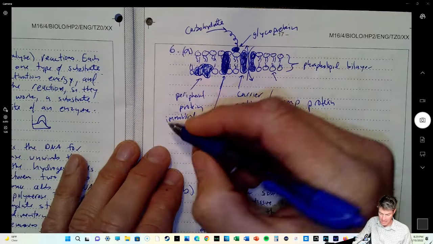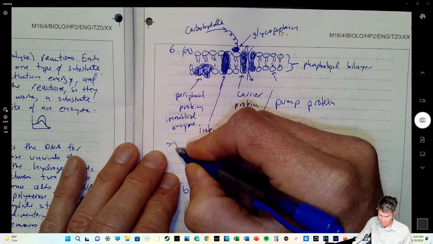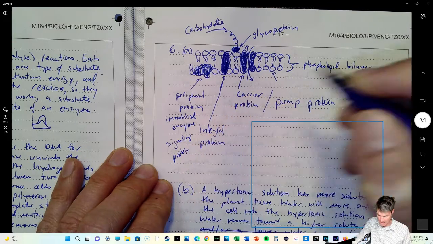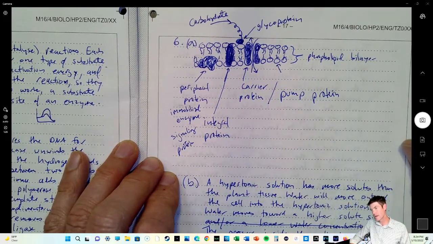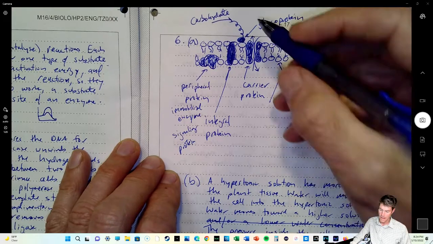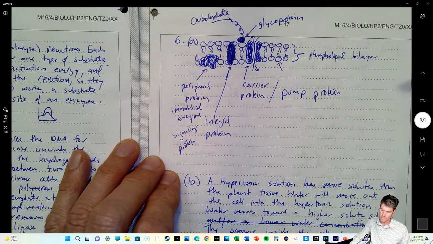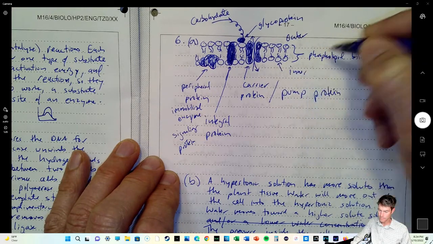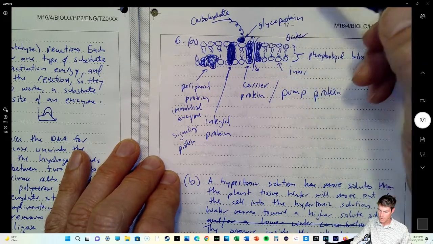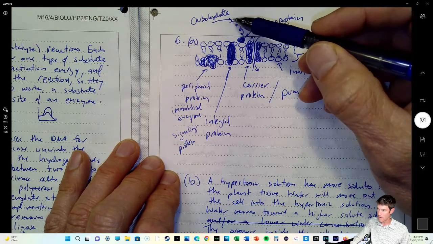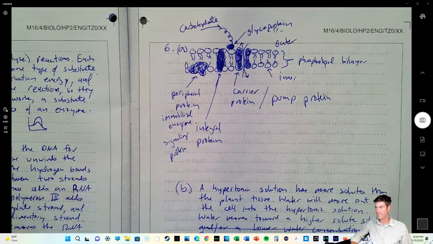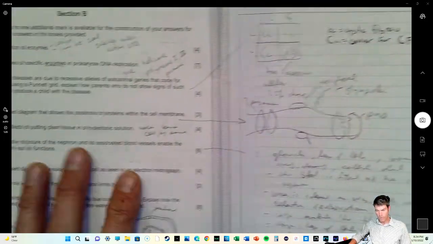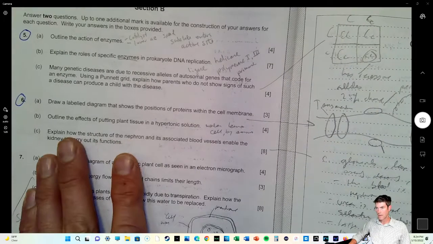Or it could be a signaling protein, like a nice little biochemical cascade. Glycoproteins are on the outside. Maybe you can label this outer, this inner. And if you put a glycoprotein, you want to label the carbohydrates attached to it. So that makes you whole for that part A. Now we've got part B.